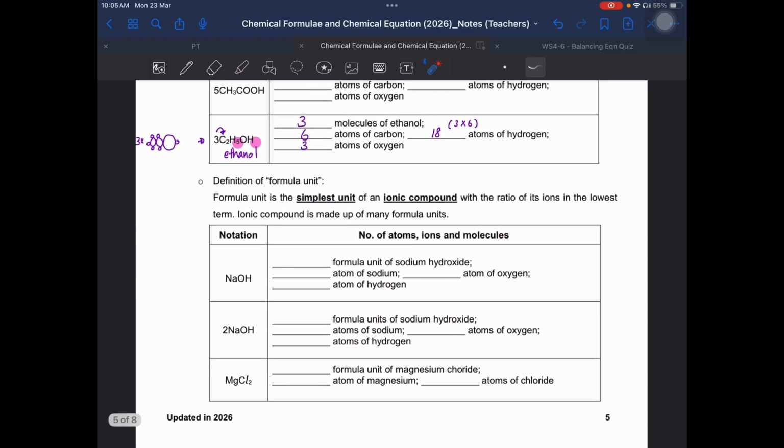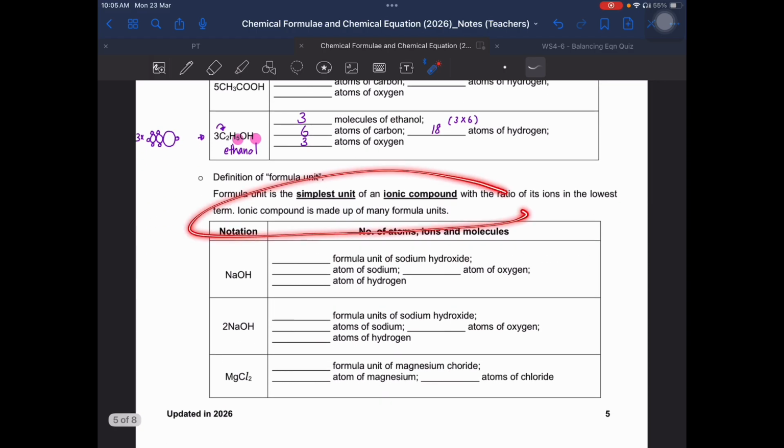The next one on the next table is, what about ionic compounds? Now, we know that ionic compounds don't exist as molecules, and we just use the term formula unit. Now, don't need to worry too much about this. It actually means more or less the same thing. So if you see one NaOH here, it means that it is one formula unit of NaOH.